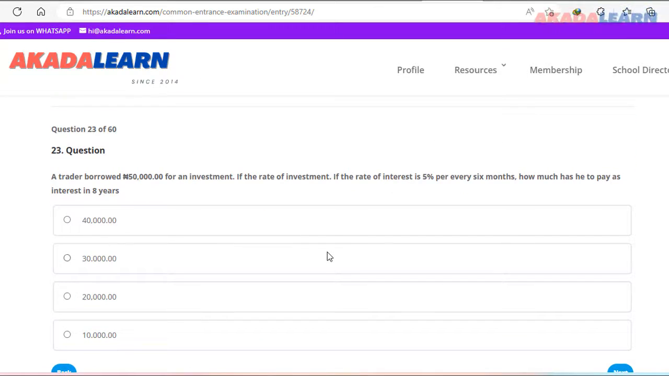Question 23: a trader borrowed 50,000 naira for an investment. If the rate of investment is 5% every 6 months, how much has he to pay as interest in 8 years? So let's go to our video and see how we get the answer for that.